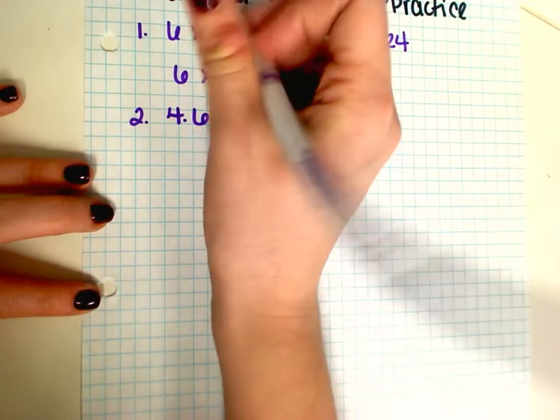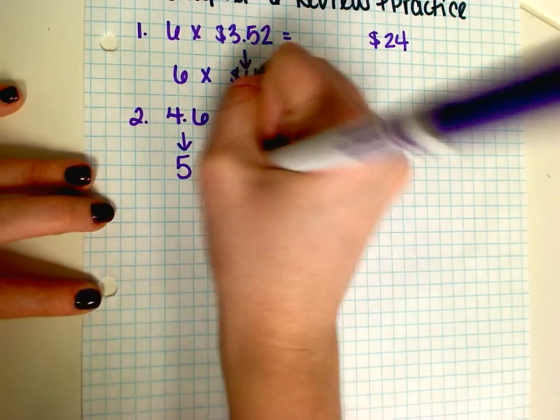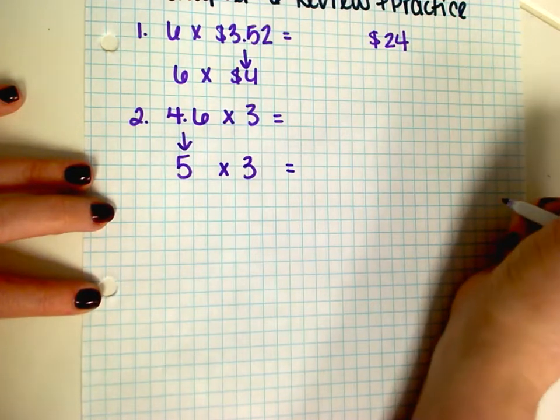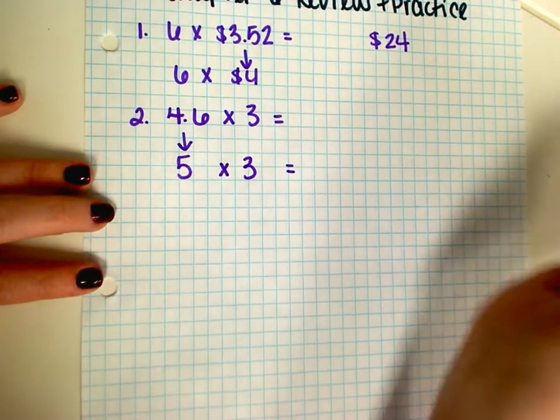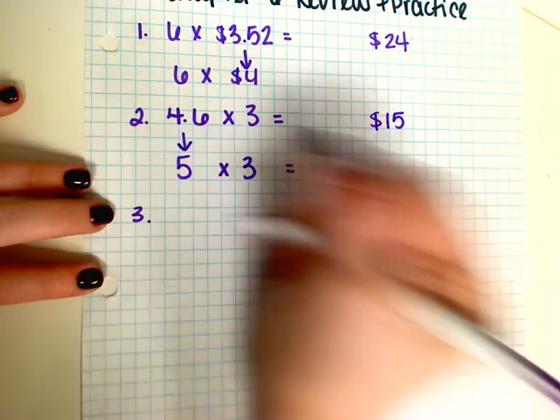So which one of these numbers do you think we should estimate? Flavia? 4 6/10. Good, and what should we make it? 5. Good. Keep the 3 the same. 5 times 3 is what, everybody? 15. Awesome.